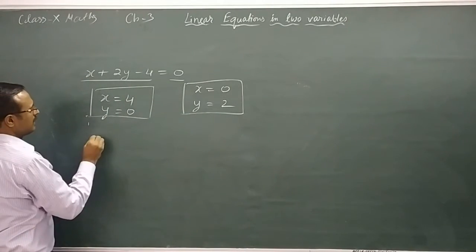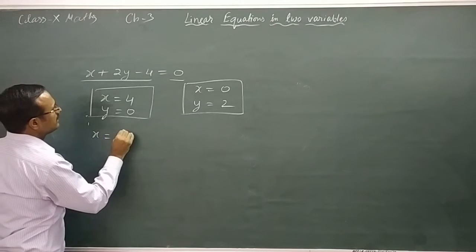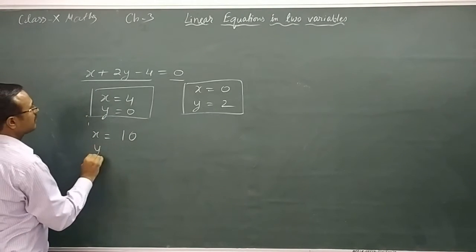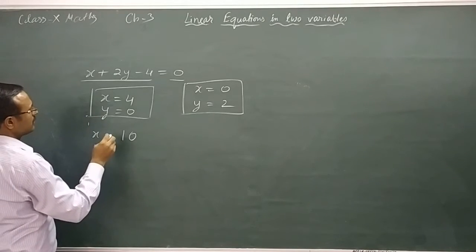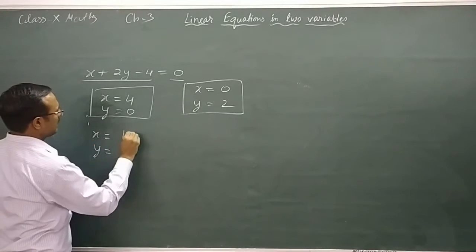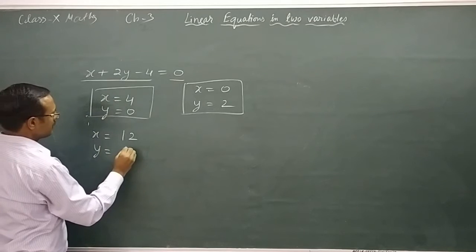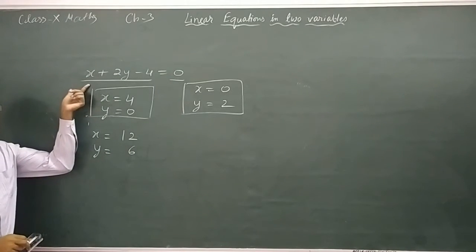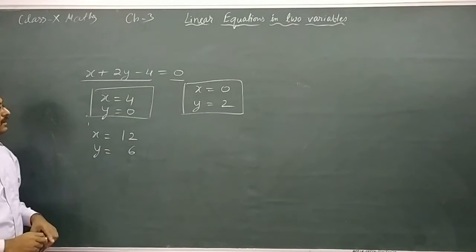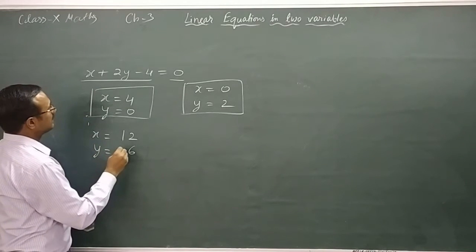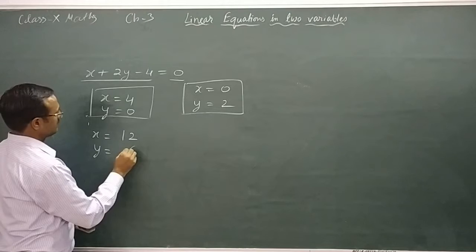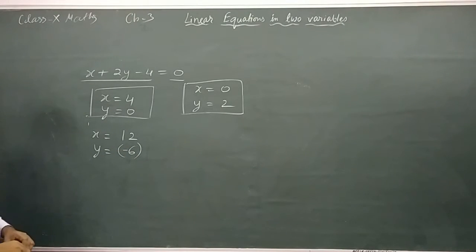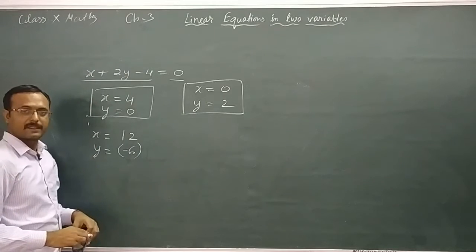If you put x equal to 10 and y equal to... suppose x equal to 12 and y equal to 6. If you put x equal to 12 and y equal to 6, or you can say minus 6, what are you going to obtain? It will be 0.